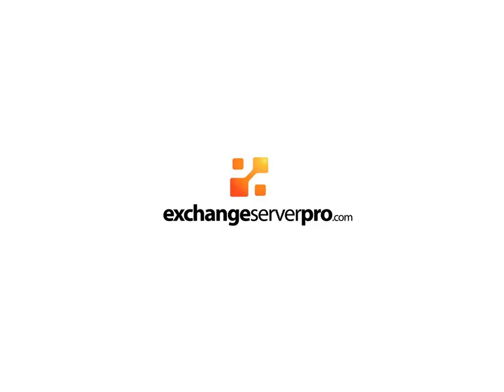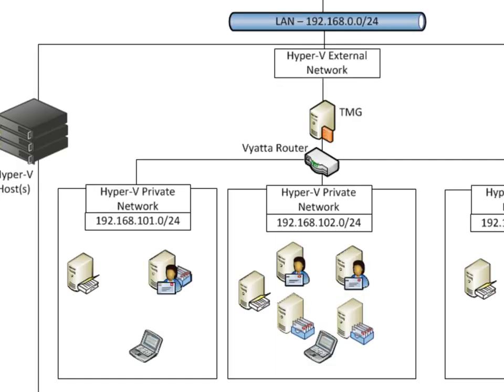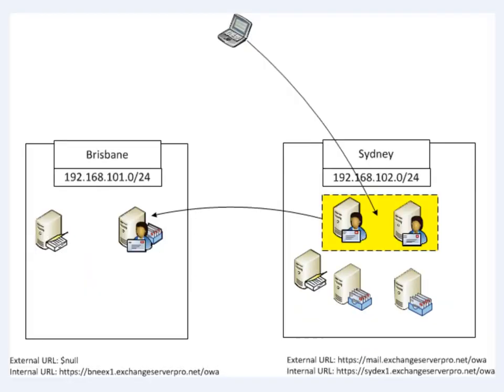So in this video, let's just quickly recap what we've done to deploy the second site in our Exchange Server 2010 test lab. So the Sydney site already existed in the 192.168.102 subnet, and we deployed a domain controller, Exchange Server, and at least one workstation over here in the 192.168.101 network that was to become the Brisbane site.